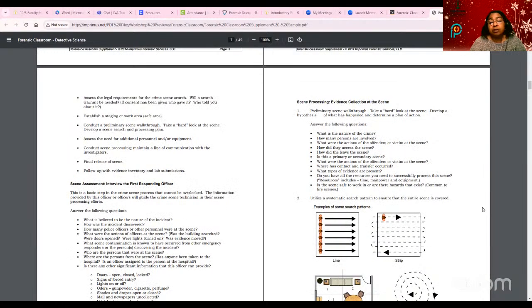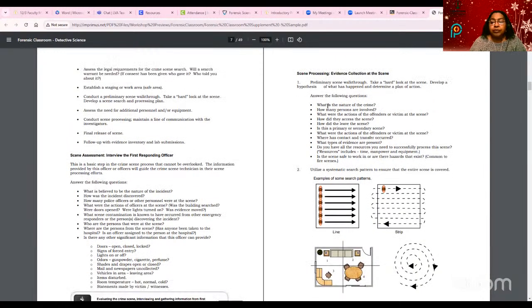All right, coming back over here. So looking at when you do a preliminary walkthrough, what is the nature of the crime? How many persons are involved? What are the actions of the offenders? How did they leave the scene? Is this a primary or secondary scene? So I said all these questions have to be asked and be very specific.